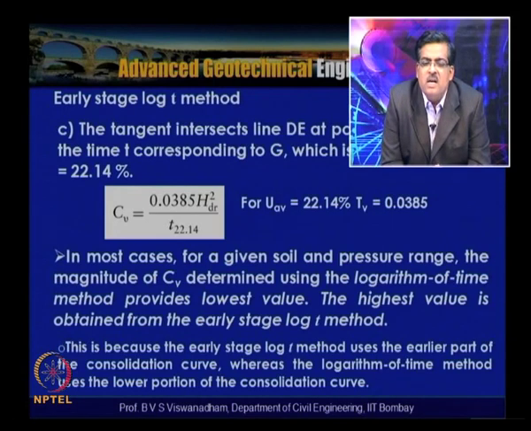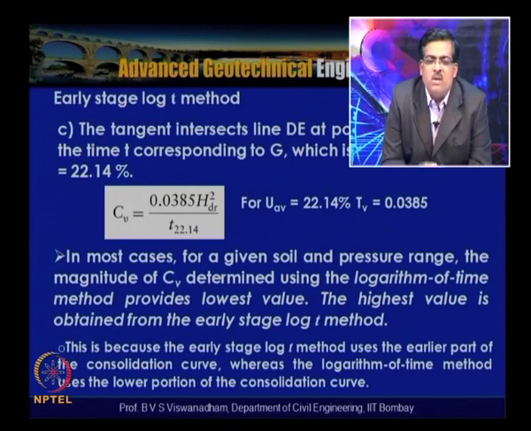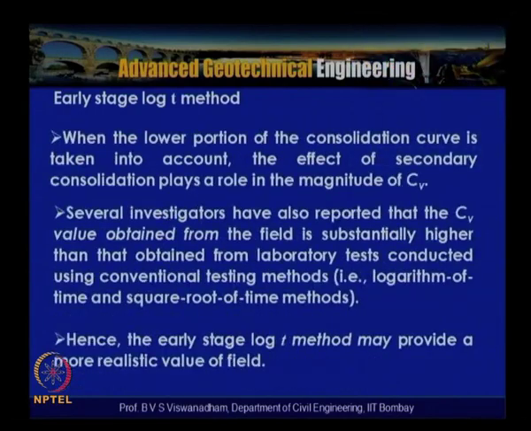The reason is that the early stage logarithmic time method uses the earlier part of the consolidation, whereas the logarithmic time method uses the initial as well as the lower portion. That is the lower portion, where the component of secondary consolidation also comes into the picture. Because of this, the early stage log t method will have higher values. Predicted values are on the higher side.